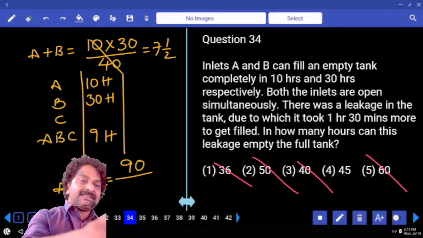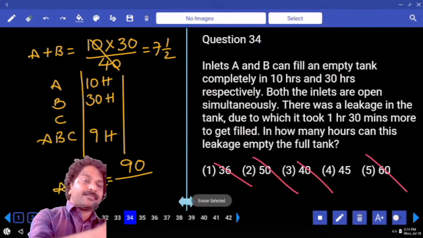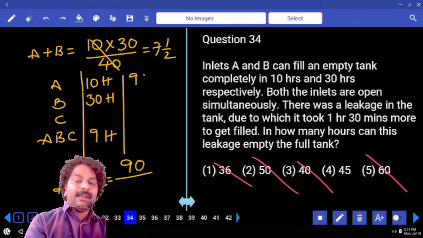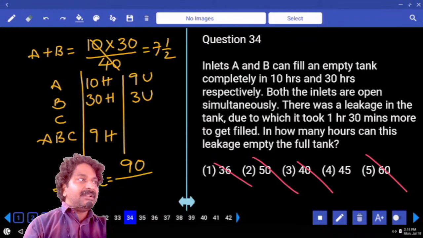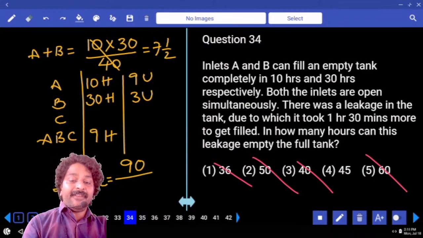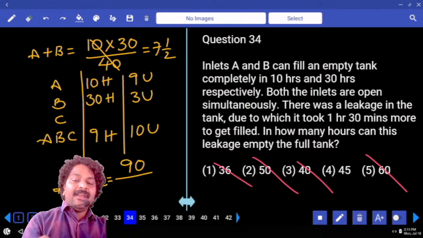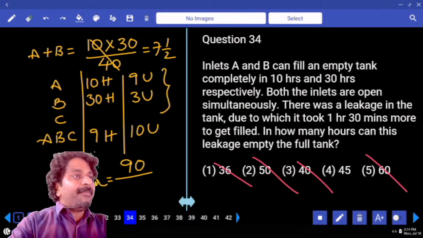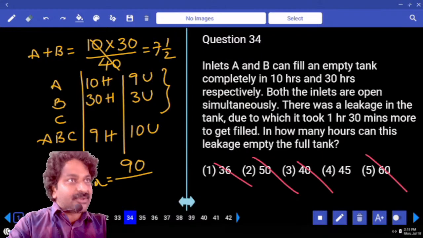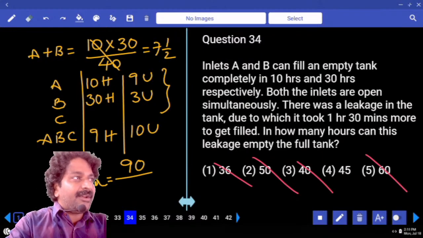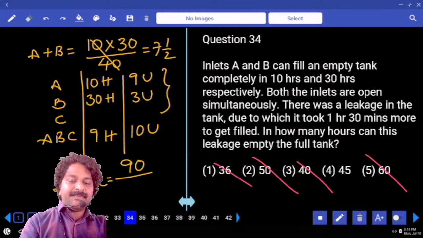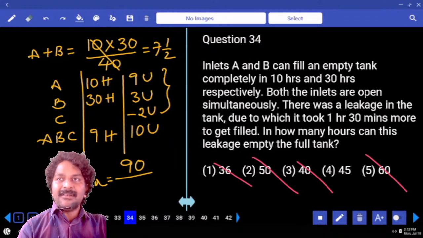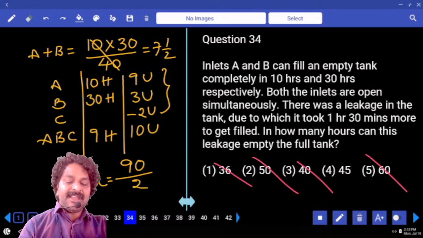If you calculate this, look here. A can fill 9 units, B can fill 3 units, A, B, C all three can fill 10 units. You know that A and B both together are doing 12 units of positive work. When C joined, it becomes 10 units. That means 2 units dropped out. That is because of C only. That says C can empty 2 units in 1 hour. To empty total 90 units, that is 90 by 2. Answer 45.